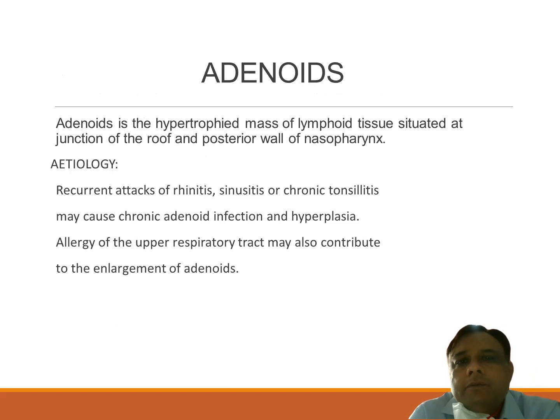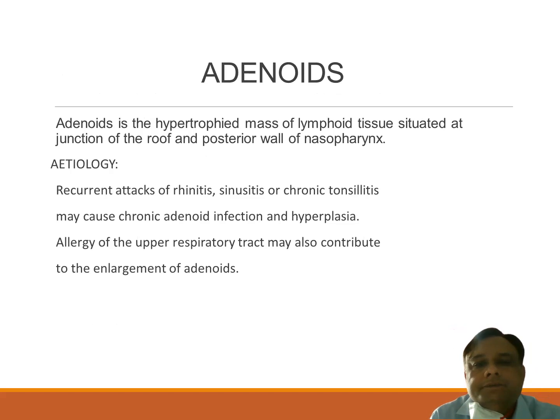Adenoid is the hypertrophied mass of lymphoid tissue situated at the junction of the roof and posterior wall of the nasopharynx. It is part of Waldeyer's ring. Etiology: recurrent attacks of rhinitis, sinusitis, or chronic tonsillitis may cause chronic adenoid infection and hyperplasia. Allergy of the upper respiratory tract may also contribute to the enlargement of the adenoid.